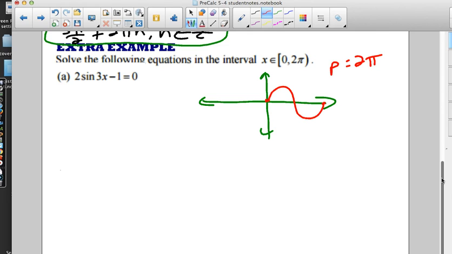Yeah. It is a compression. That means this graph is going to cycle 3 times in that 2 pi, because the new period for that would be 2 pi over 3.